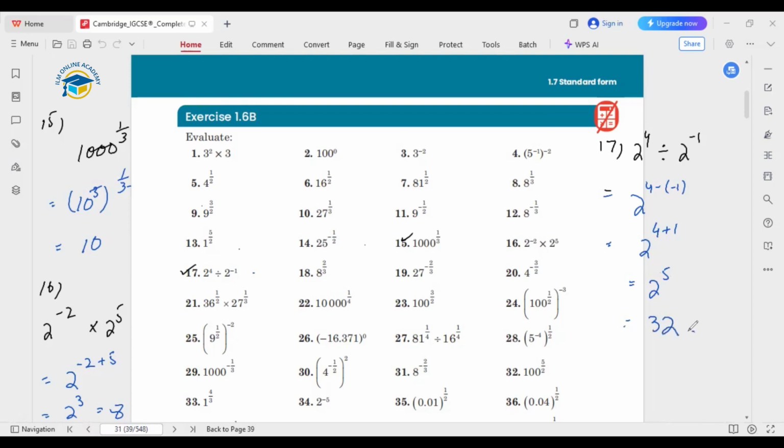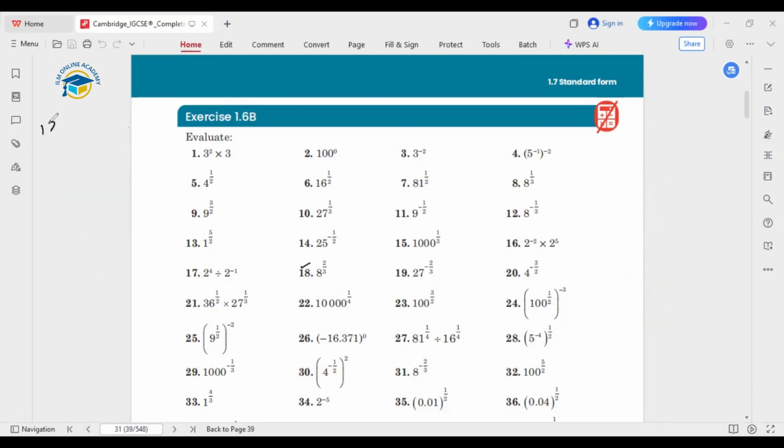Okay. So in this way, they already gave you the negative sign, so you can deal with the negative signs like this. Fine. This is your part number 17. Let's move towards part number 18. We have 18 part as 8 raised to the power 2 by 3.